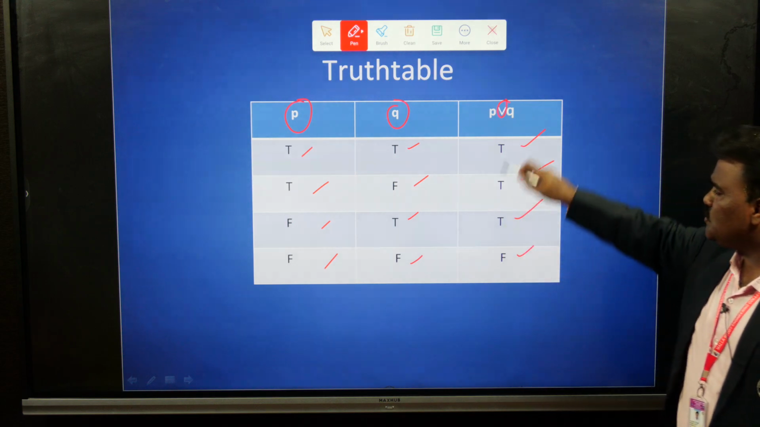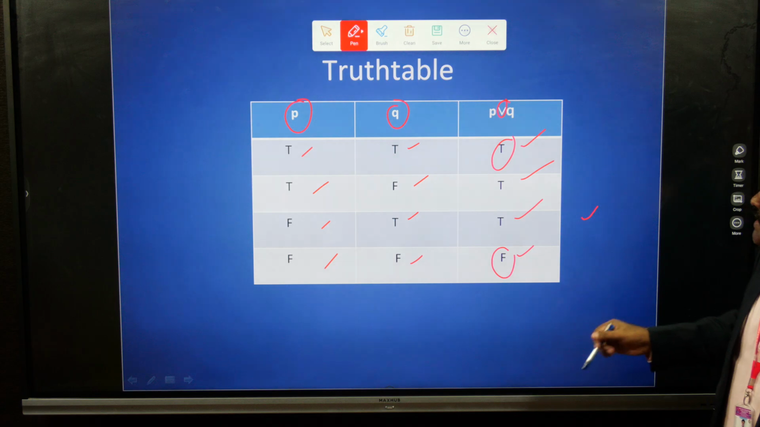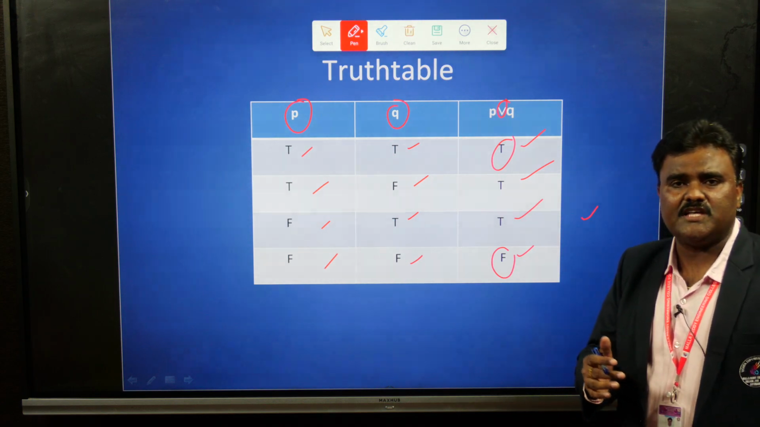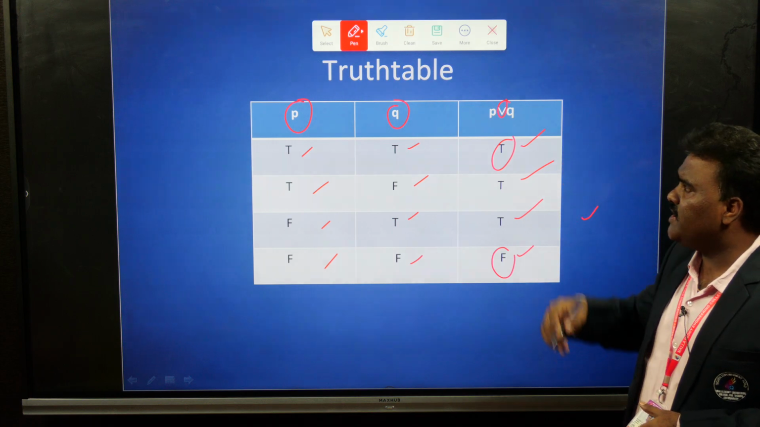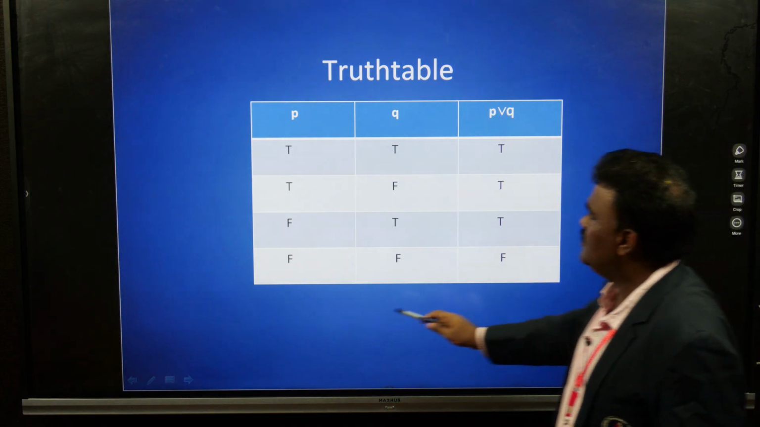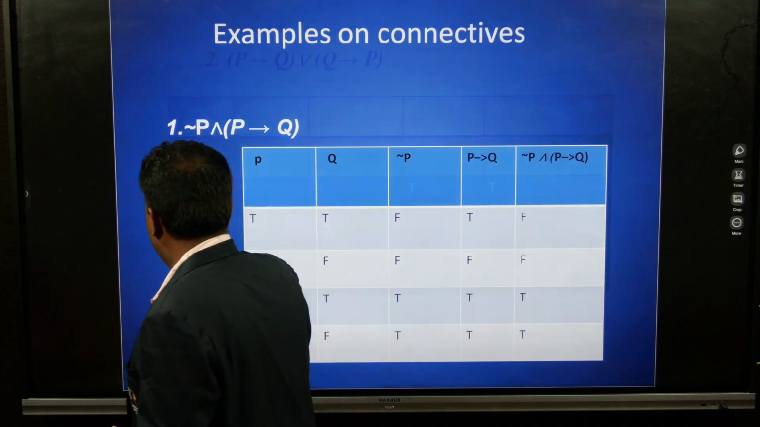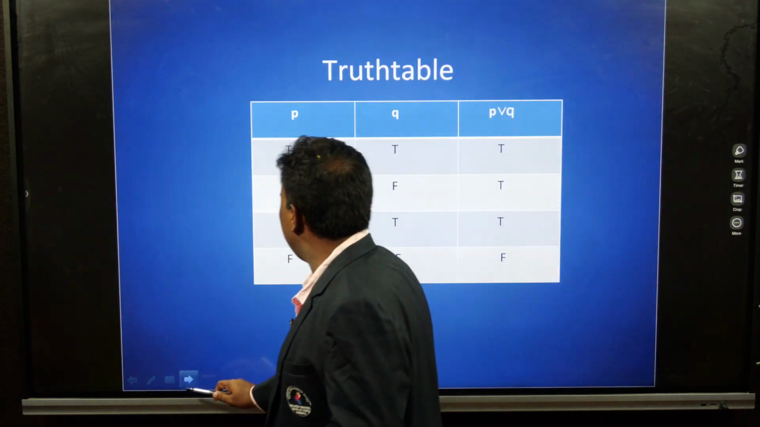Observe here, in this column we have trues as well as falses. If in a truth table, the resultant column has trues as well as falses, then that statement is said to be a contingency.